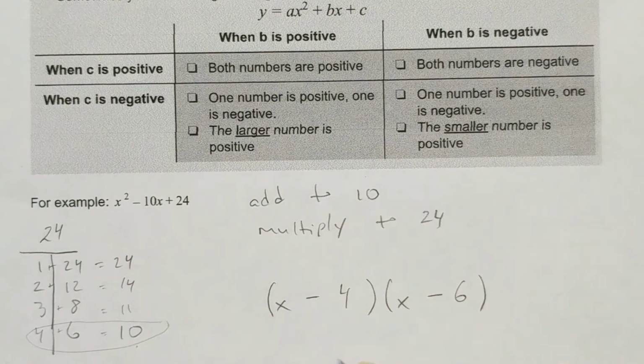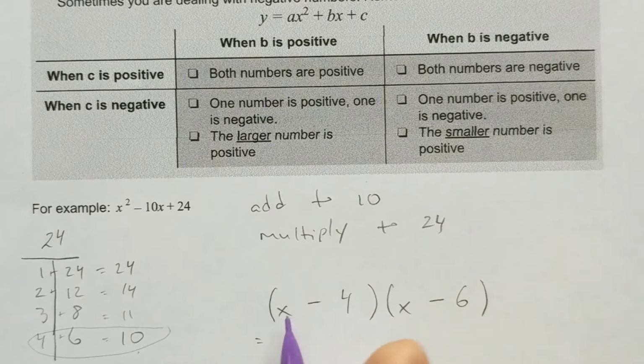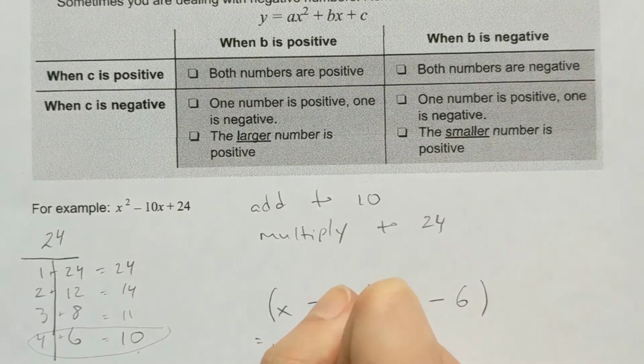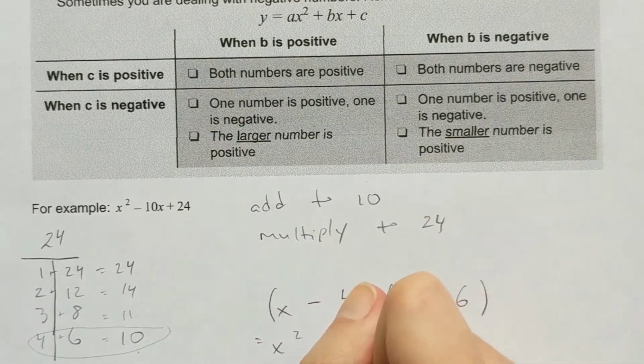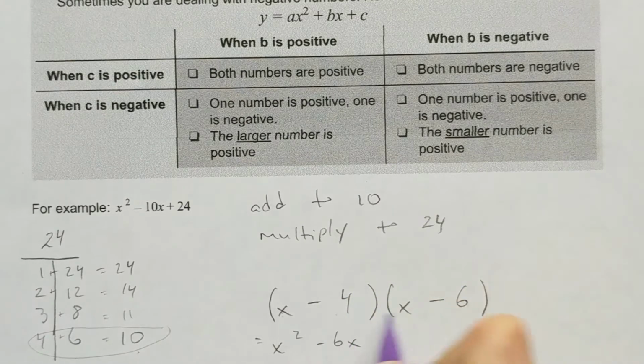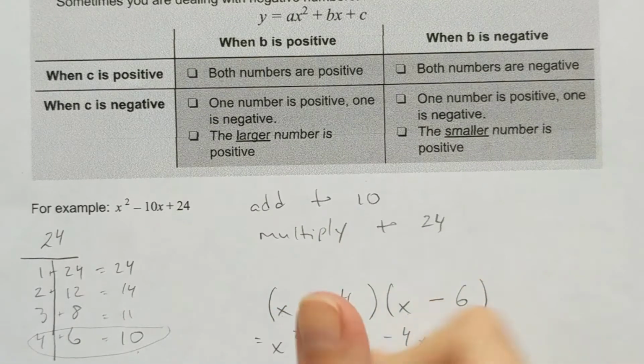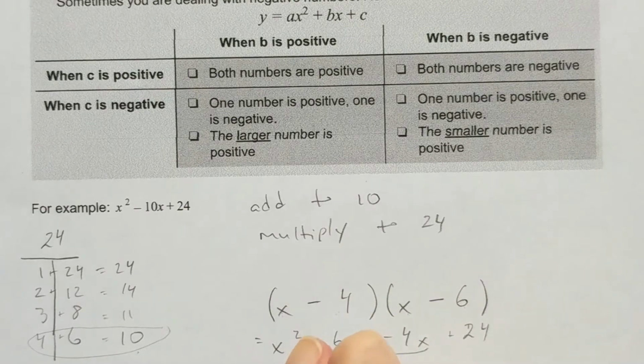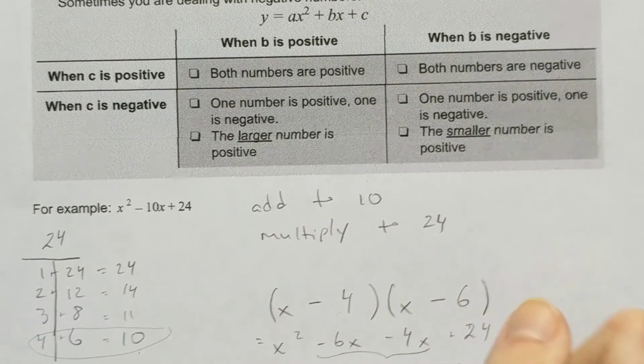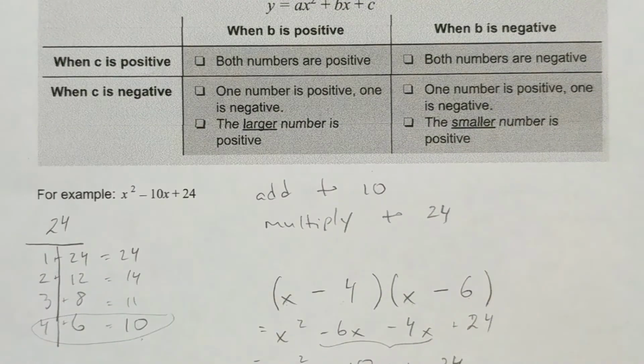Okay, if you want to expand and just double check, we can do that. X times x is x squared. X times negative 6 is negative 6x. Negative 4 times x is negative 4x. Negative 4 times negative 6 is positive 24. I combine my like terms in the middle here to give me x squared minus 10x plus 24, which is identical to what the question was asking.